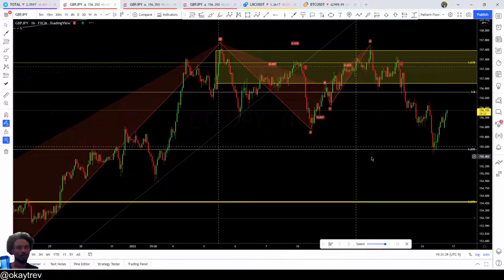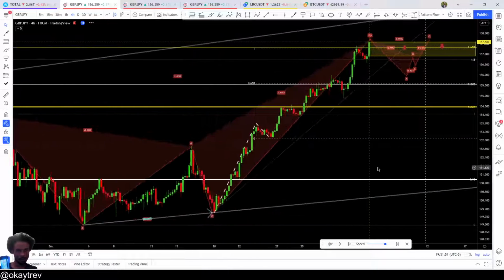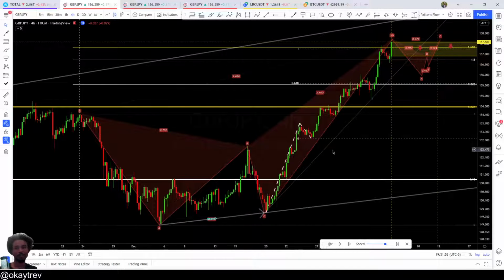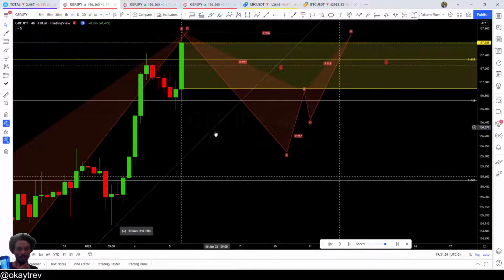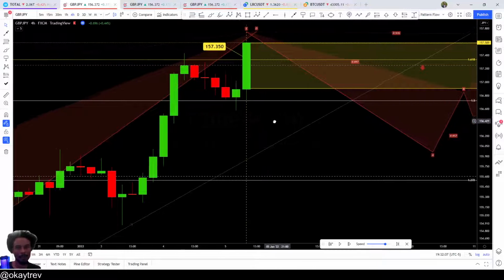GJ was also a nice pattern. GJ had a pattern inside of a pattern inside of a pattern. What I mean by that: it had a 4-hour bat pattern. No, excuse me, a 4-hour crab XABCD. This long CD extended move came up and completed here at our 1618 level, specifically identified here at 15735.